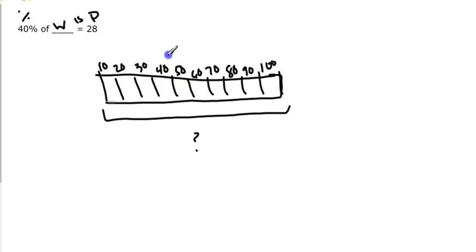So here's 40%. So up until this point is worth 28. Well, there's 4 equal pieces. So if I do 28 divided by 4, I get 7. So everything's now worth 7.